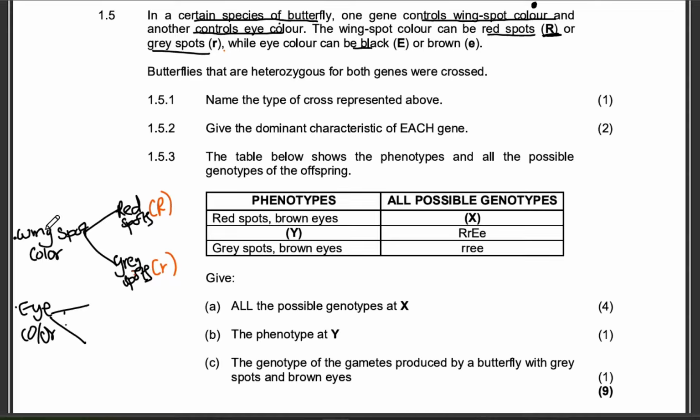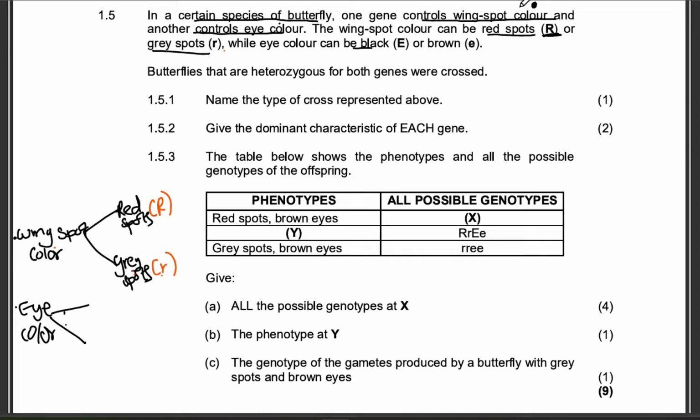Again, the trait is wing spot color, and this trait is going to receive one letter, and the letter is R. The only difference is the size of the letter. The dominant allele will receive the capital letter, and the recessive allele is going to receive the small letter.